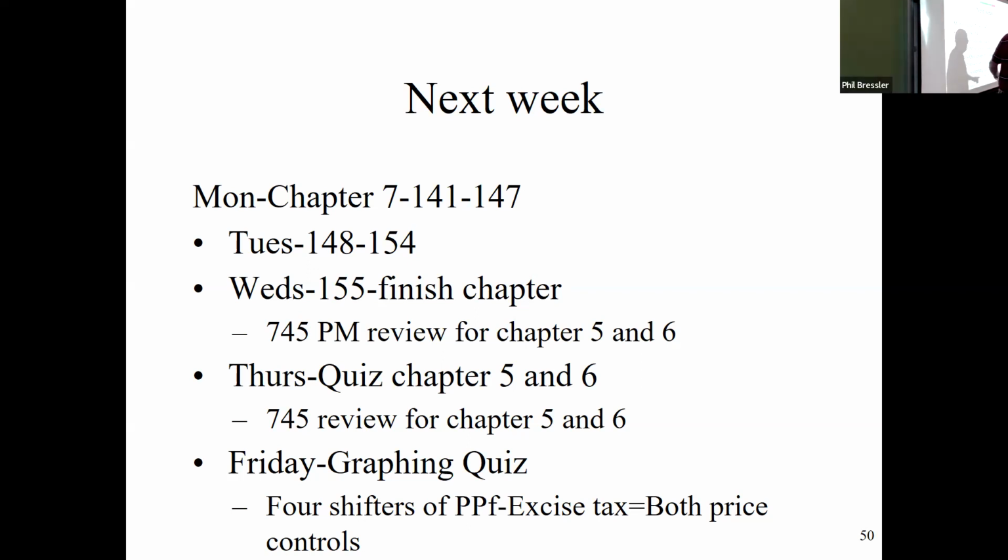So I'm going to say graph an excise tax. Show producer surplus, consumer surplus, deadweight loss. Graph a price control. Show consumer surplus, producer surplus, and deadweight loss. Okay, so it's going to be the 4 shifters and those 3 graphs. To get a point, the graphs have to be perfect. All right, you know what they're going to be.